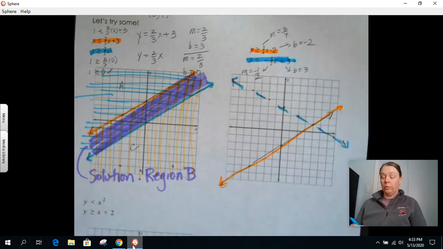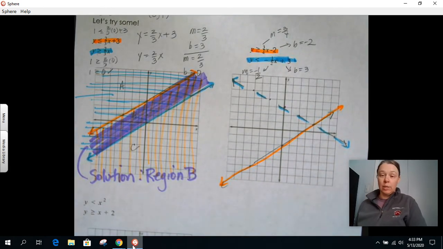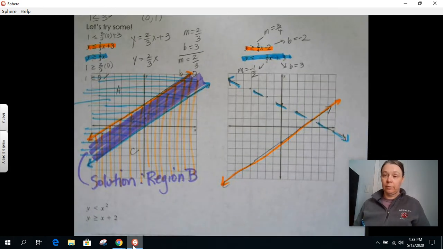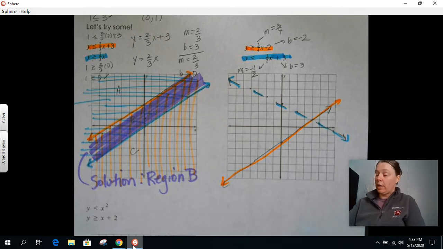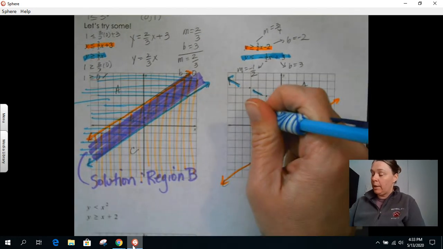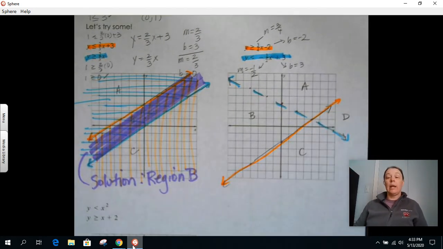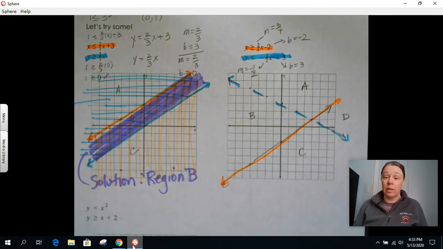Okay, so first, how many regions? Hopefully you're saying 4, right? I'm going to label them A, B, C, and D. Now it is your job to decide which region it is. Okay, so that's my question to you. Which region or regions are the solution to this system of inequalities? Okay, so let's see how you did.